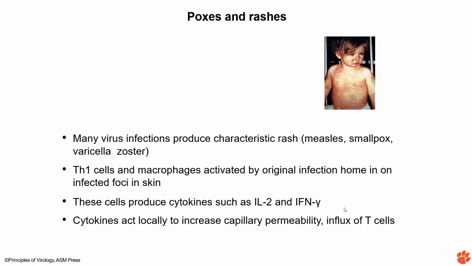Then we are looking at some of the poxes and rashes. Many viruses produce characteristic rashes. We have seen that with smallpox and varicella zoster: Th1 cells and macrophages are activated and home onto foci in the skin. The cells also produce IL-2 and type I interferons. These cause a local increase in capillary permeability, and T cells produce these rashes. This is very straightforward as well.